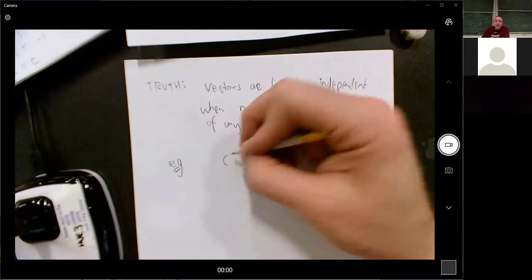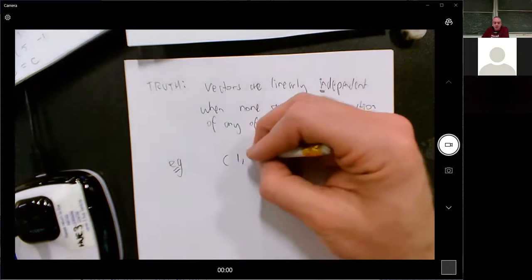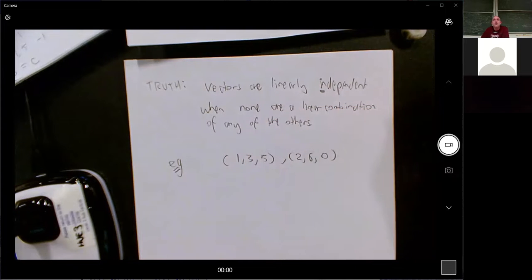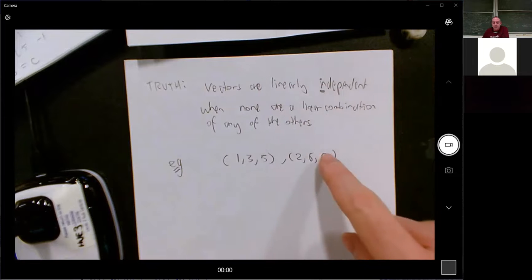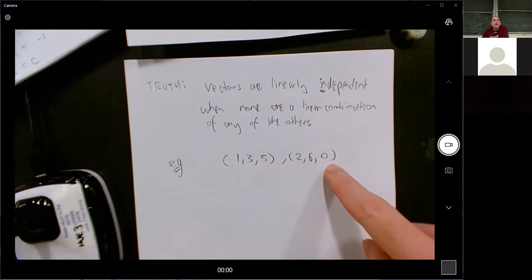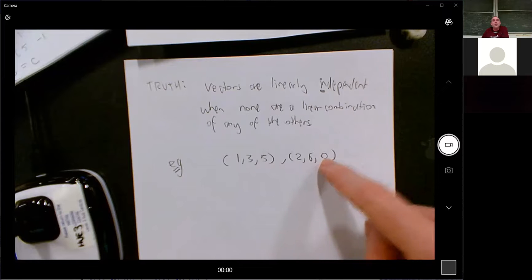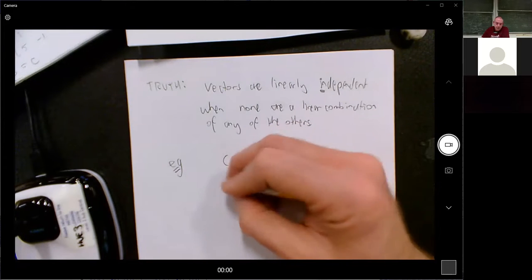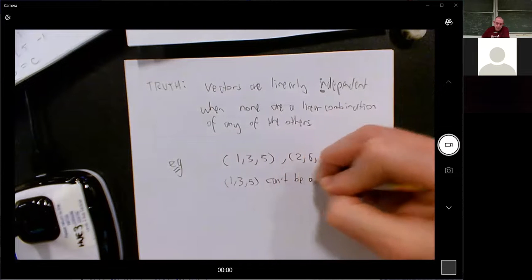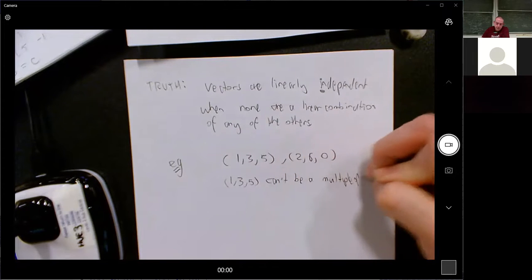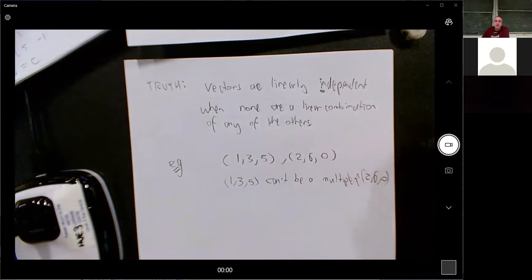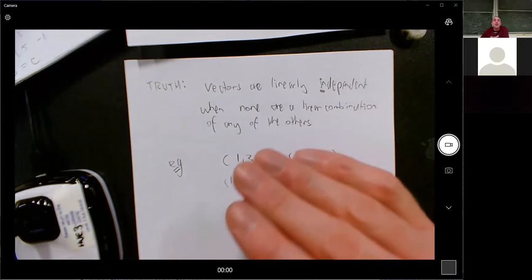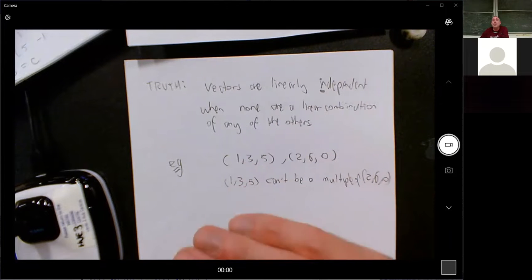But it can be really easy to tell if there's only 2 vectors. Those 2 vectors, I can't make this one as a multiple of that one because this one's got a 0 in that spot, and all the multiples of this one will have a 0 in that spot. And therefore, this can't be a multiple of that either. So with two vectors, it's really easy to tell if they're linearly independent compared to all the other situations you could be in.